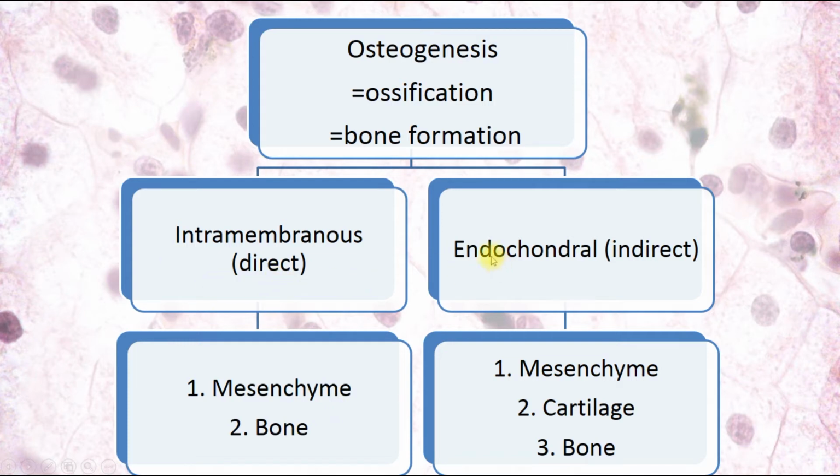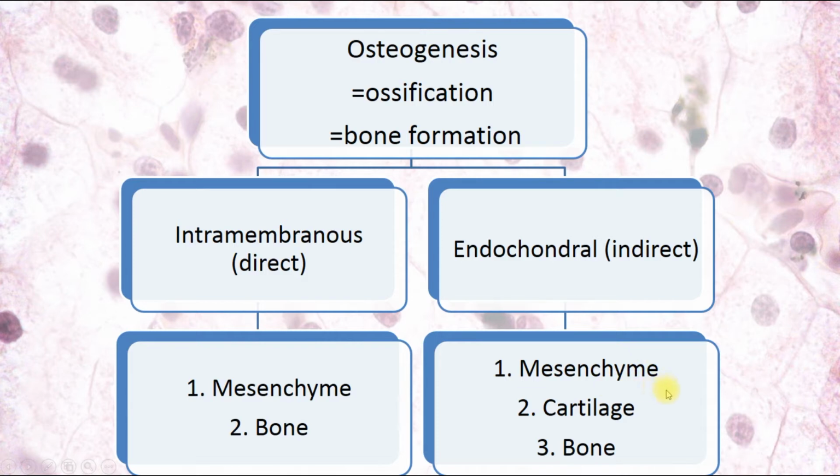And the other way is endochondral ossification or indirect ossification. There are three stages. Here we can see the first stage is mesenchyme, the second is cartilage, and the third is bone. So we have a second additional stage, an intermediate stage of development of cartilage.